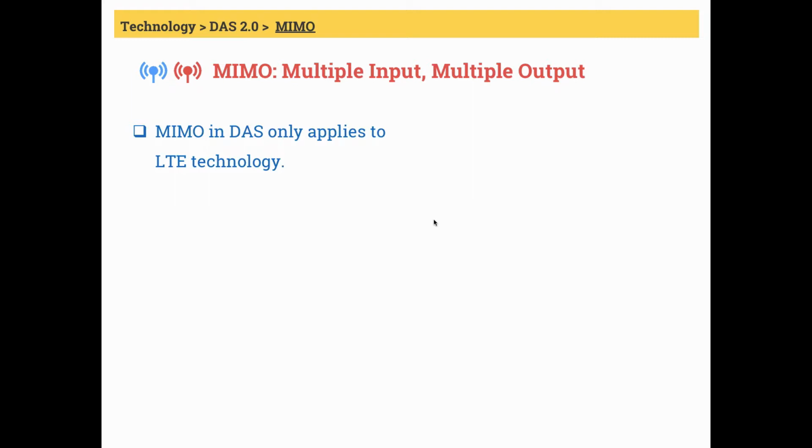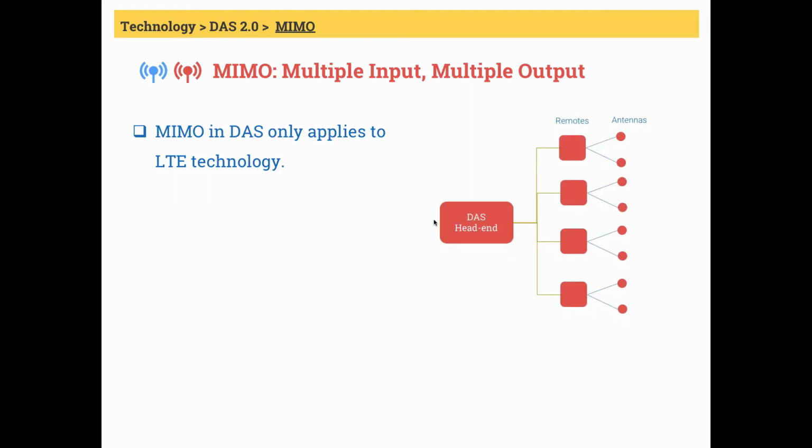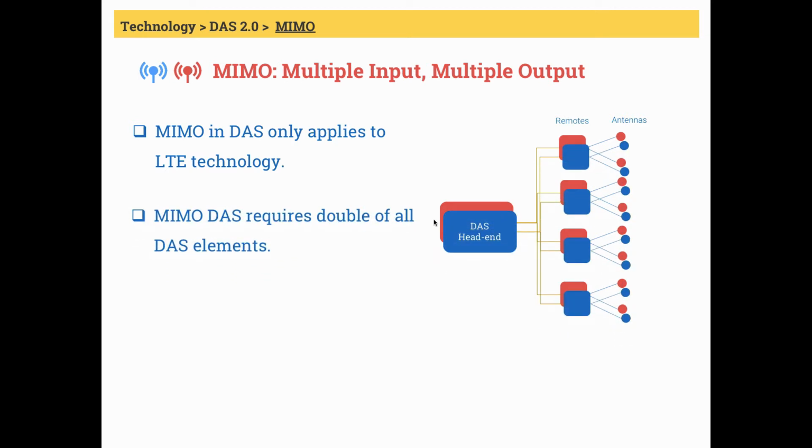So how does MIMO translate to a DAS? Let's look at a block diagram. Now you have seen this. Essentially, you have a single antenna at each coverage location. This is known as SISO DAS, single input and single output. Now, no, you have not gone cross-eyed.